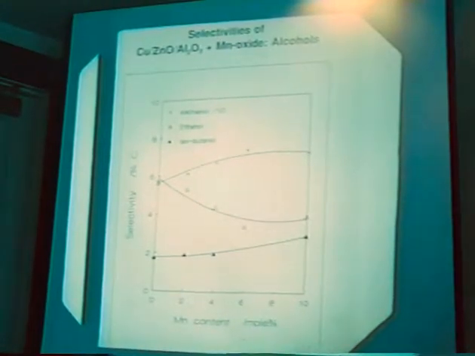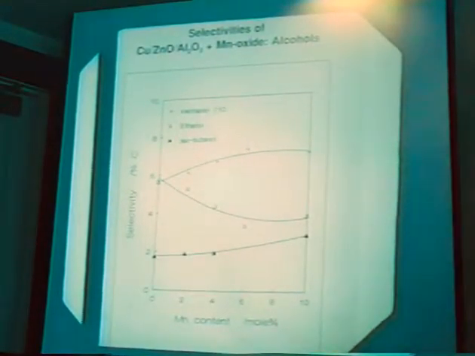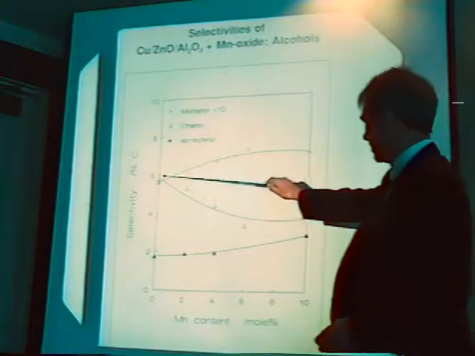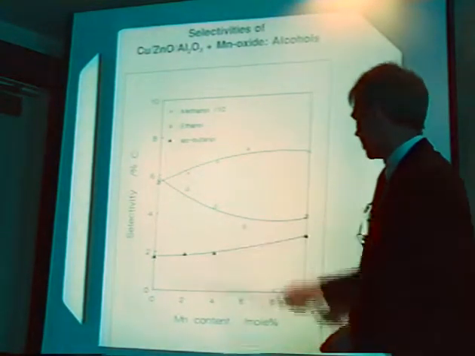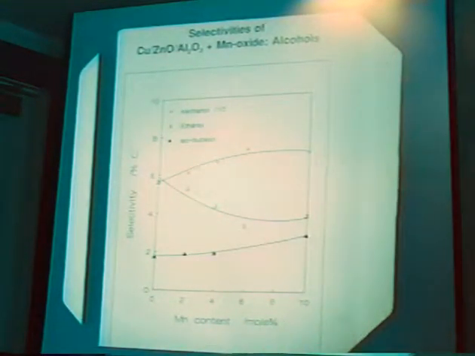This shows the behavior, the selectivity of the catalysts containing, in this case, manganese oxide, as a function of the manganese oxide content. This is a co-precipitated material, I think, and you can see the various products that are formed. This is the untreated material. On the left-hand side, 0 manganese content, so that's the behavior of the normal catalyst.